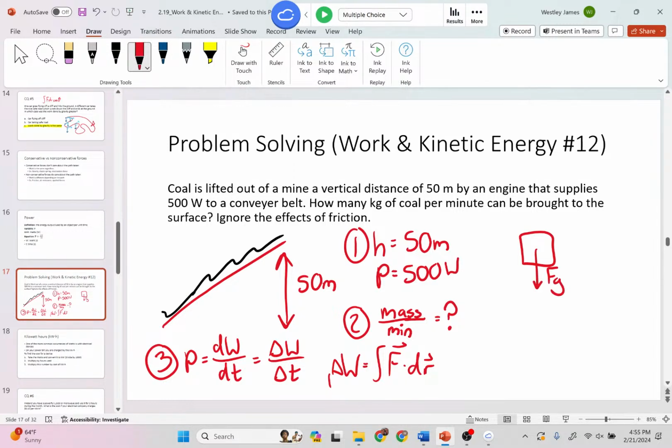gravity, but we also have the conveyor belt lifting it on up. So those are my forces. I've got the conveyor belt lifting it up and gravity pulling it down. All right, so let's make this onto a new slide.